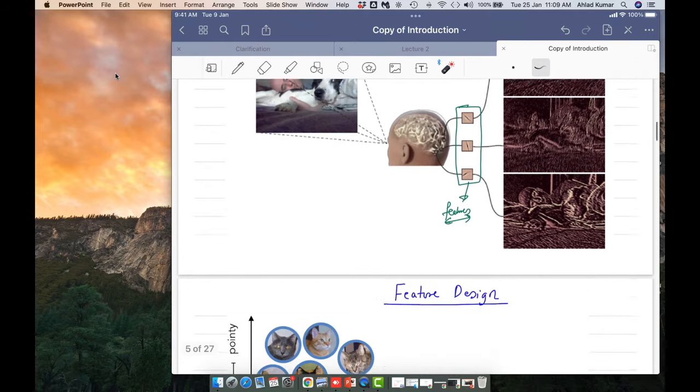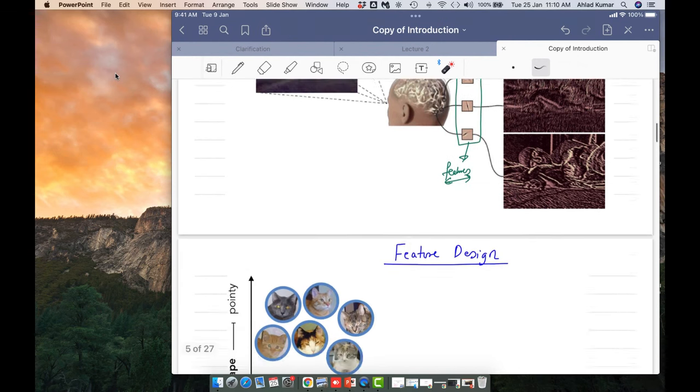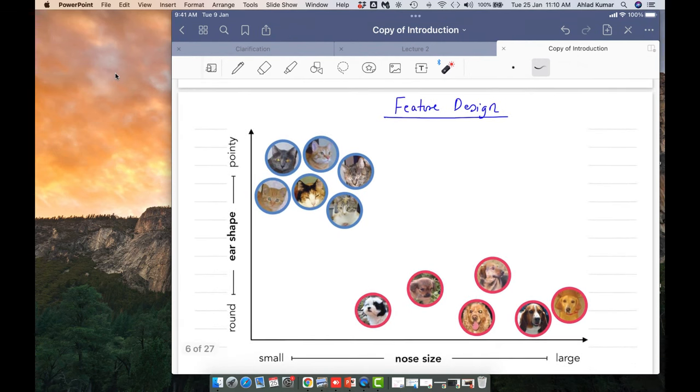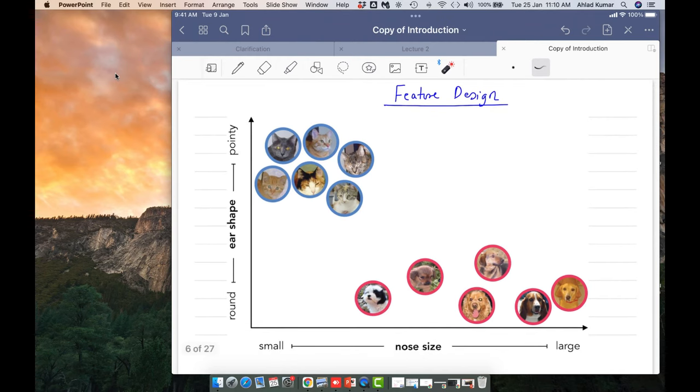Okay. So this is basically the motivation, why we want to have features in machine learning. For this particular example, if you want to separate cats from dogs, what are the two features they are using? They are using nose size and ear shape. Most cats have a small nose, and as the nose size increases, most dogs have a long nose. So they have taken this as a feature because they know that if they take nose size as one of the features, they can separate the two images based on the size of the nose.